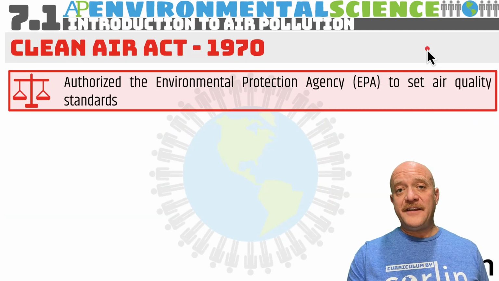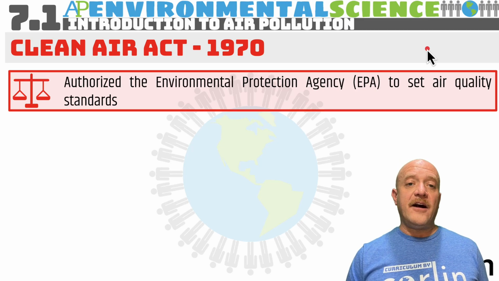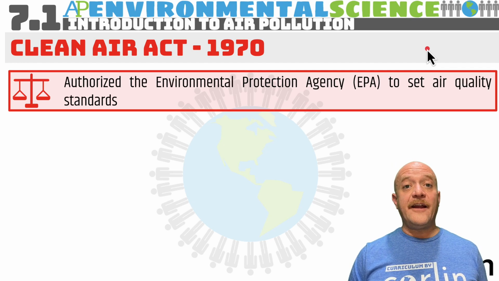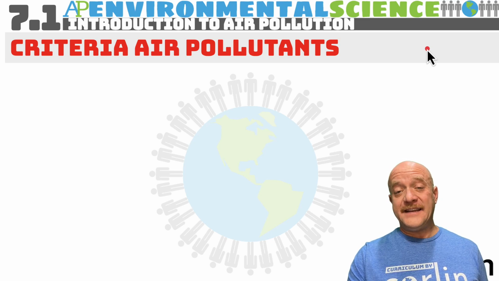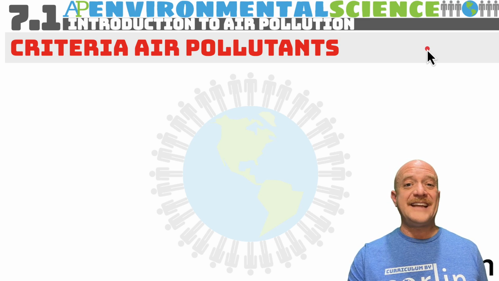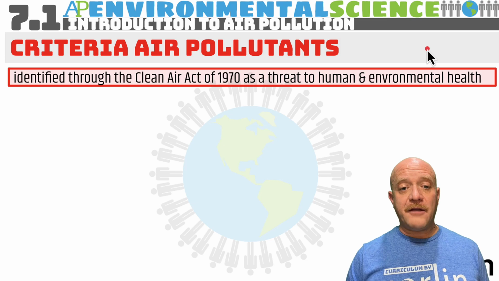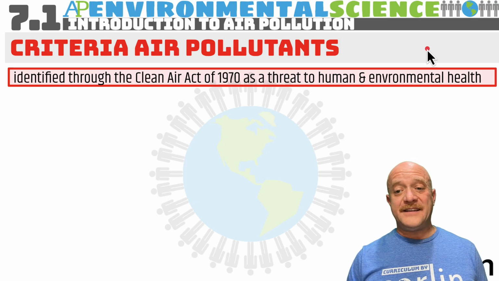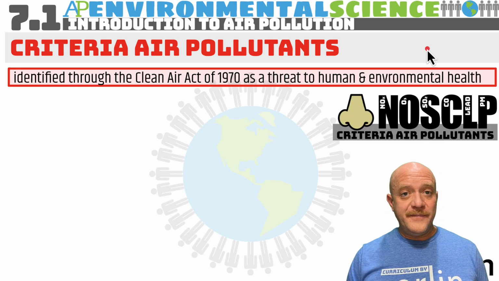So in 1970, the U.S. Congress passed the Clean Air Act, and that authorized the Environmental Protection Agency, or the EPA, to set air quality standards. And one of the things that the EPA did during the Clean Air Act was establish 6 criteria air pollutants. They have this wonderful acronym, but they were identified through the Clean Air Act of 1970 as a threat to human and environmental health with this acronym, NOSE CLIP.